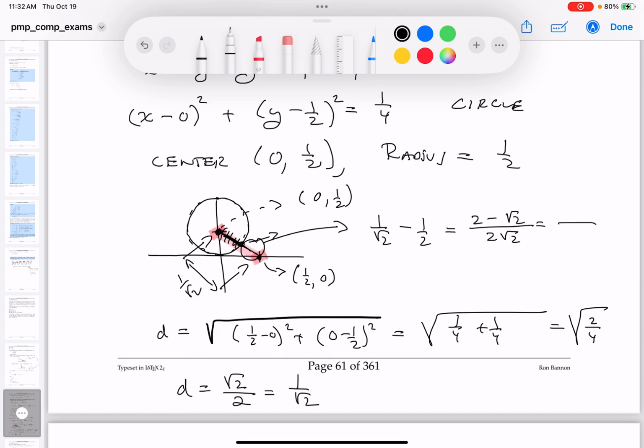If you want to rationalize it, you can. Let me just go through that with you. You multiply the top and bottom by root 2. You're going to get 4 in the bottom, and you're going to get 2 root 2 minus 2. I'm going to divide through by 2, so (root 2 minus 1) over 2, which is probably the best looking answer there.